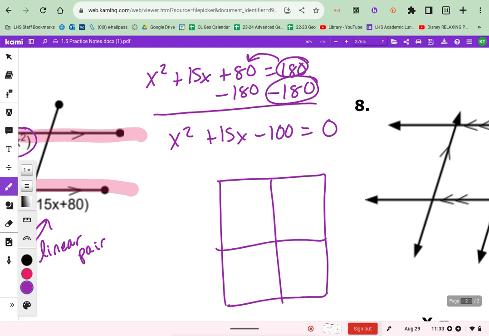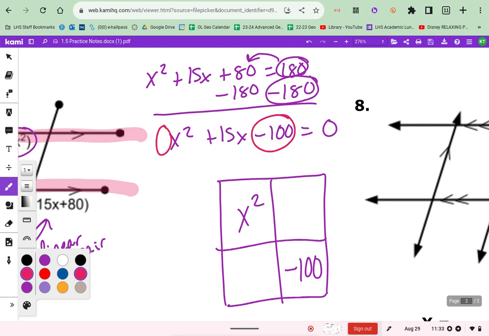So your x squared goes in the top left box. Your c term, which is the negative 100, goes in the bottom right box. To fill in the other two boxes, remember that the rule is we say what multiplies to this invisible 1 times this negative 100. So what multiplies to negative 100 and then adds to the middle? So multiplies to negative 100, adds to 15.